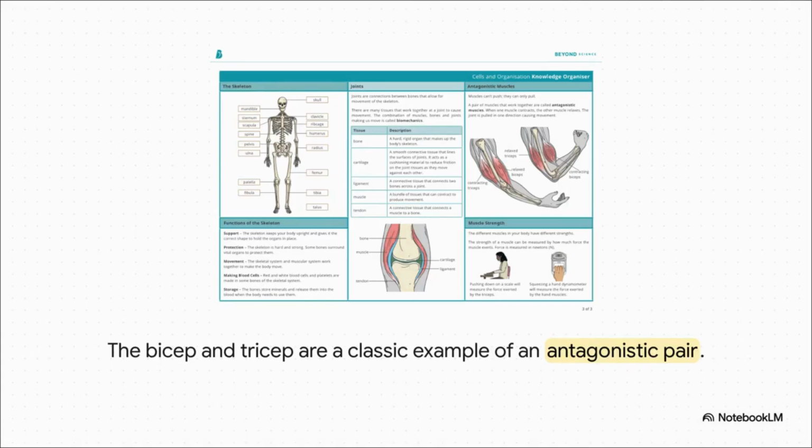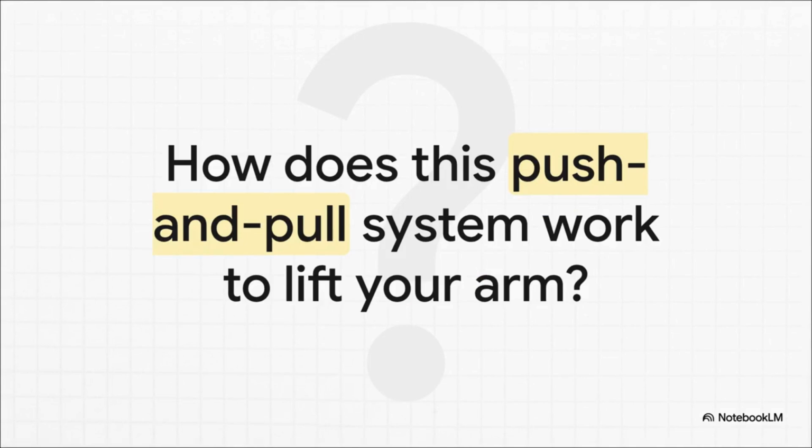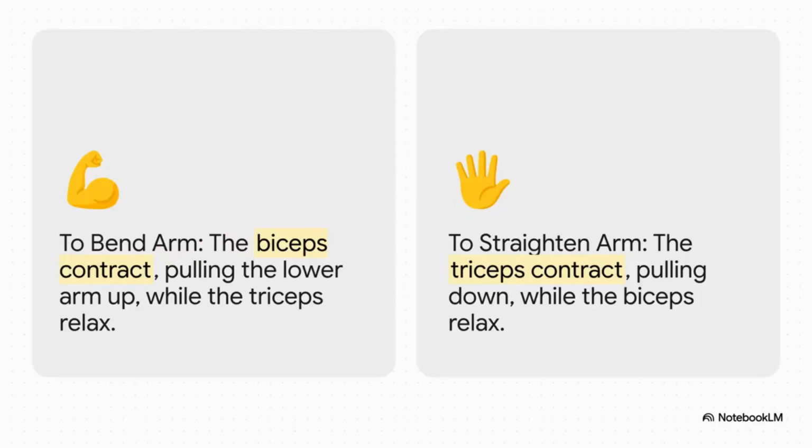Your arm is the absolute perfect example of this. You've got your bicep on the front and your tricep on the back. They are a classic antagonistic pair. They literally work in direct opposition to each other, and that's what allows you to bend and straighten your elbow. So, how does this elegant little tug of war actually work? What is really happening inside your arm when you flex? It's really like a beautifully coordinated dance.